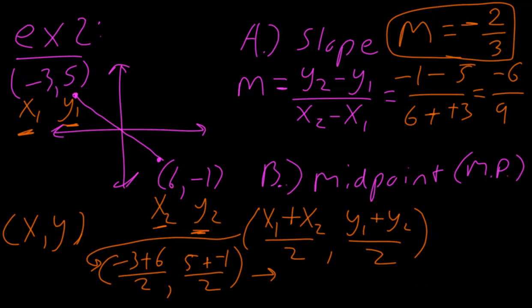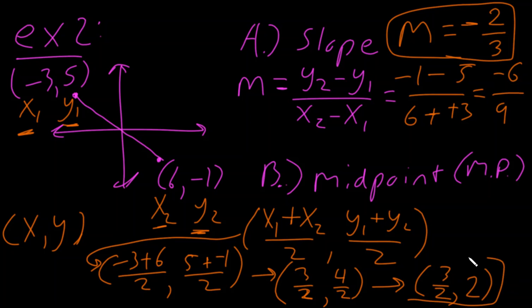Let's see, what is this simplified to? Negative 3 plus 6 will, of course, be positive 3 over 2, comma, and 5 plus negative 1, well, remember, negatives take away, so 5 minus 1 would give us 4 over 2. And here's the cool thing about midpoints. If it's 3 over 2 and those don't reduce, you can literally just leave it as 3 over 2. But when I look at 4 over 2, I know that 4 divided by 2 will in fact give me 2. And so there is our midpoint, or remember, I can abbreviate as MP.